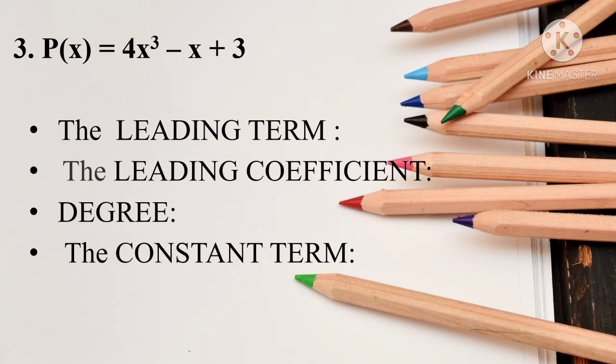Okay, number 3. We have here 4x cubed minus x plus 3. What do you think is the leading term, leading coefficient, degree, and the constant term?